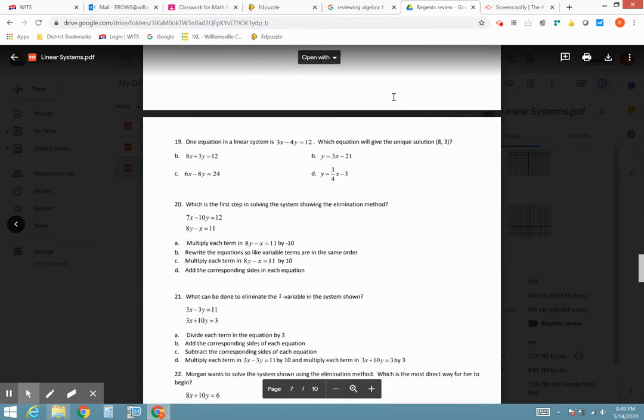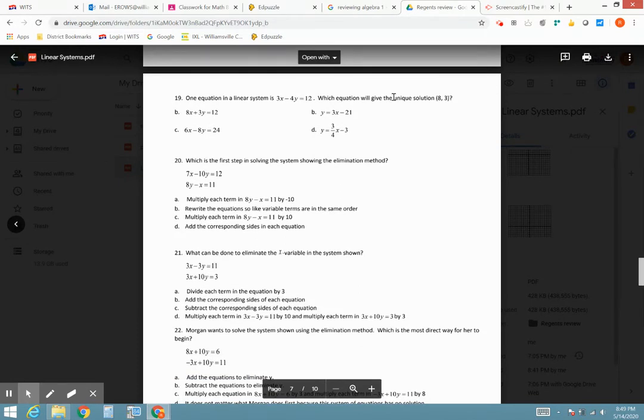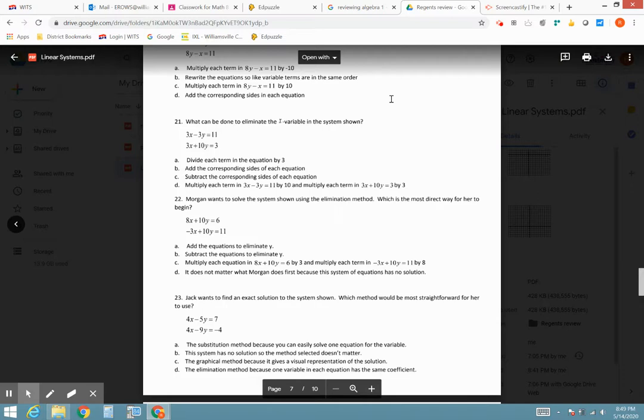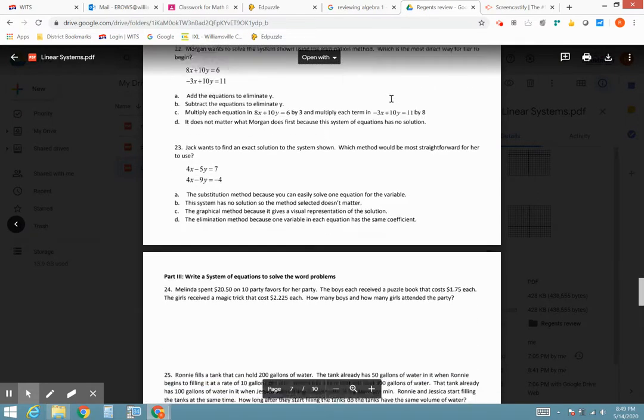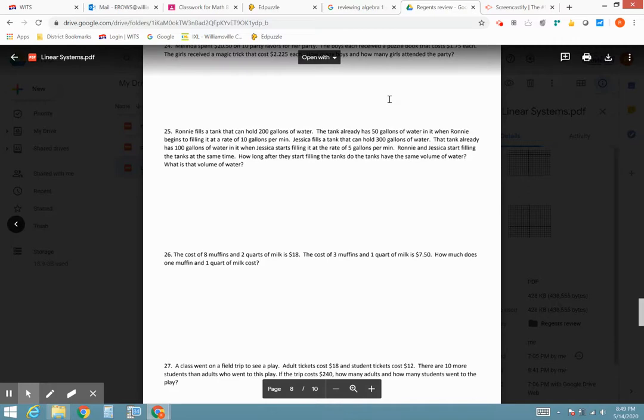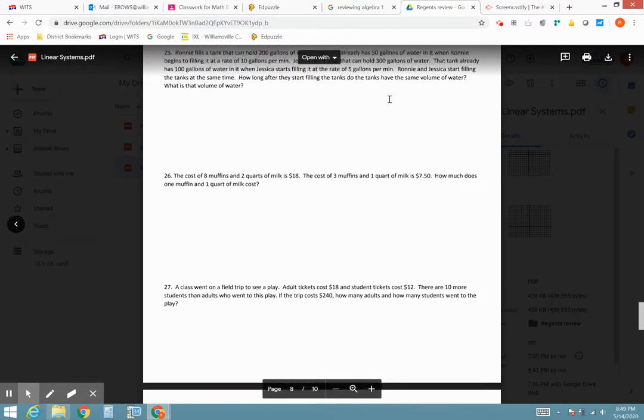Okay, we don't need 18. What equation? Same type of question we've already asked. Which is the first step in solving the system showing the elimination method? So try 20. 21 is the same type of question. 22 is the same type of question. So it's 23. Ooh, write a system of equations. Is all the same?